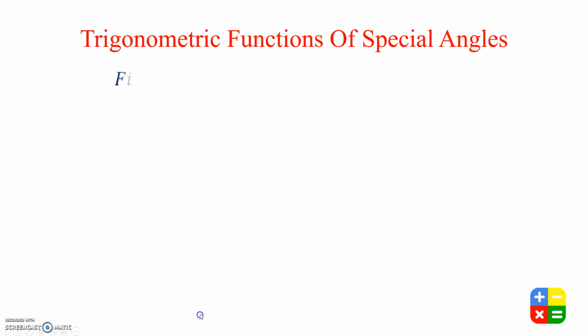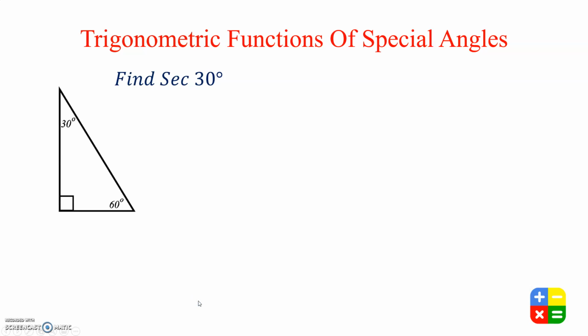So here we go. First example says find secant 30 degrees. Well, because it's 30 degrees, we can start with the 30, 60, 90 triangle. And because we've got a 30, 60, 90, we can use our guide to help us put some values on all 3 sides. So we'll have 1 for the short, 2 for the hypotenuse, radical 3 for the long. All right, and we're working with the 30-degree angle. So because we're working with the 30 degree, that means 1 will be the opposite, radical 3 is the adjacent, and the hypotenuse is 2.